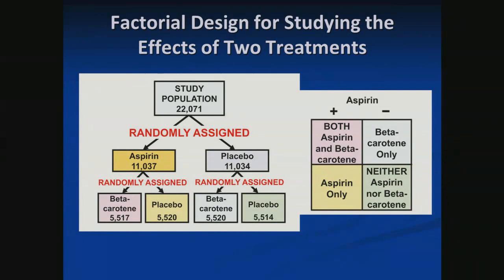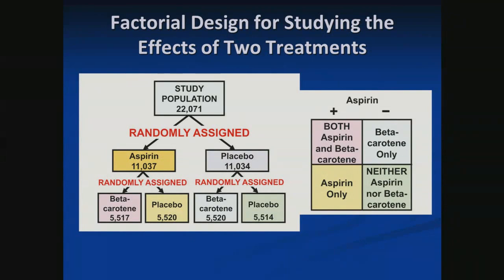This was the Physicians' Health Study, and each group was able to get each of the different things. So if you look at the 2x2 table, you see we have a group that got both, we had a group that had one, we had a group that had the other, and we had a group that had neither.